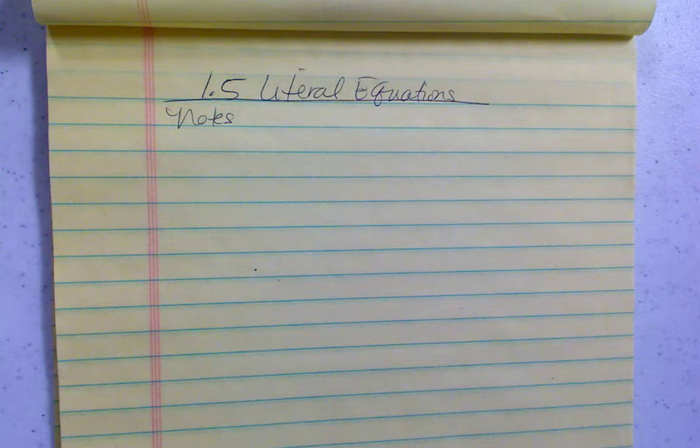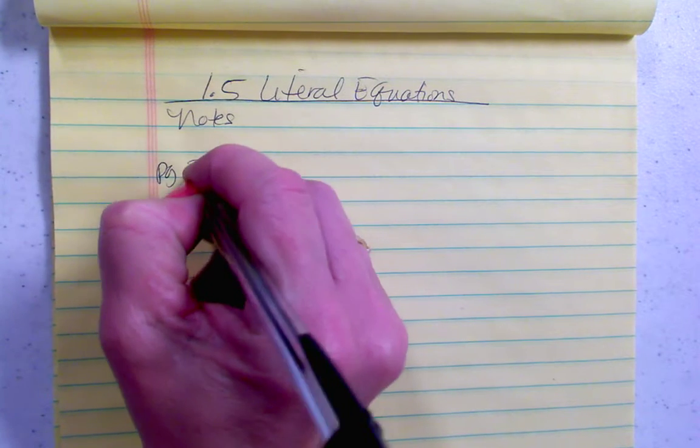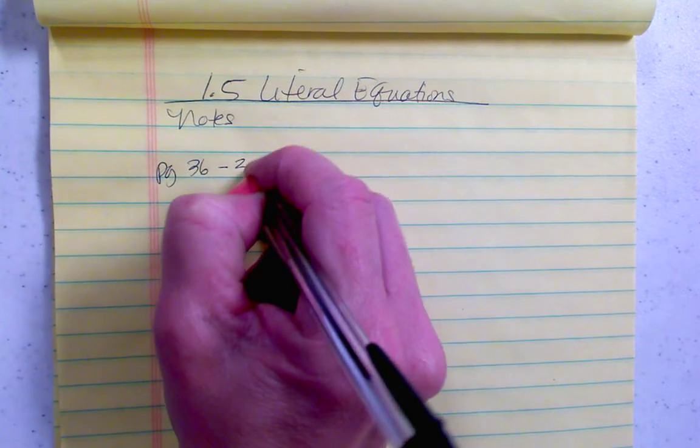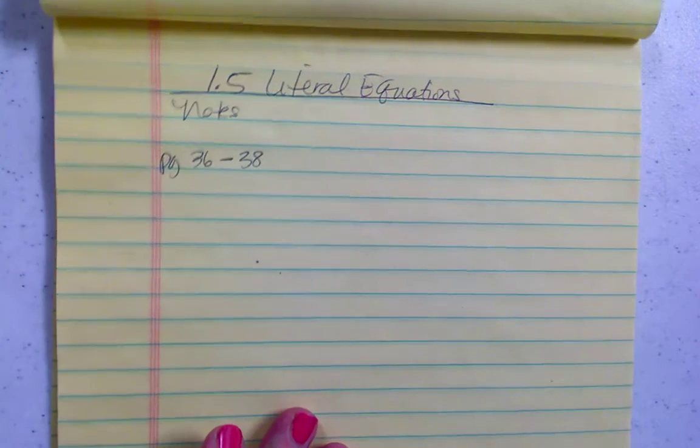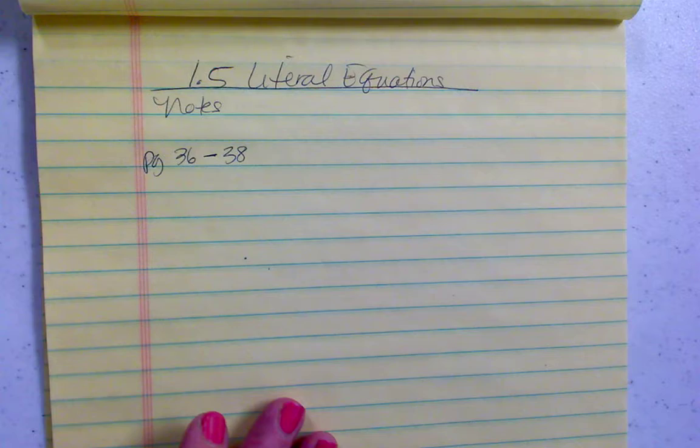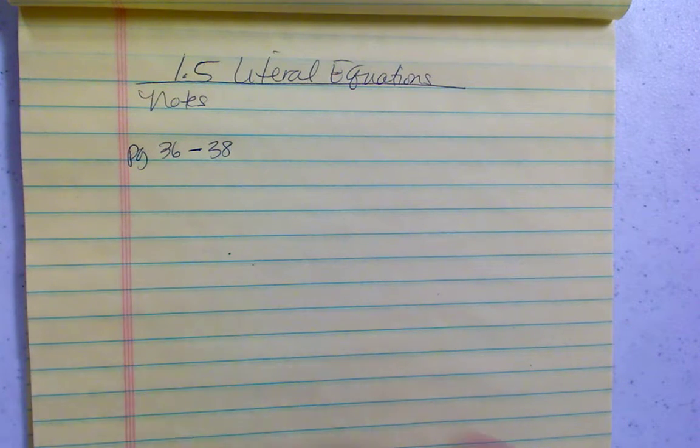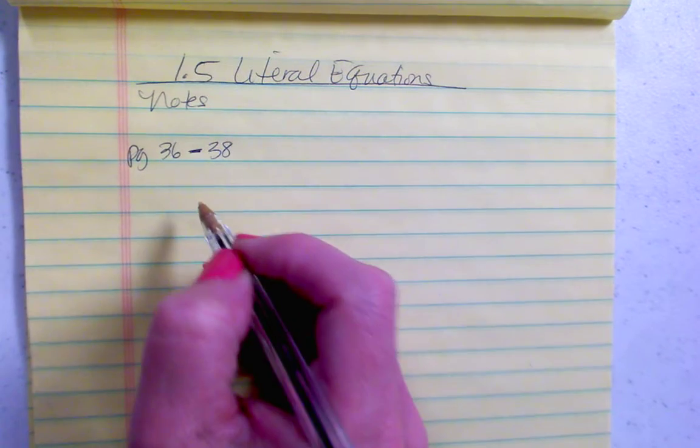Okay, Algebra 1, this is for 1.5, Literal Equations, and I'm writing this as notes. You need to be looking at pages 36 through 38. I'm going to explain some of the examples as you look at them, so then you'd understand what's happening when I'm working with other students.